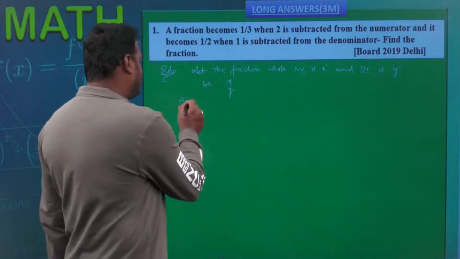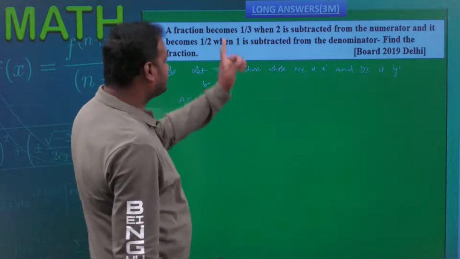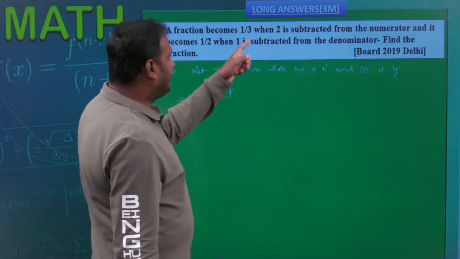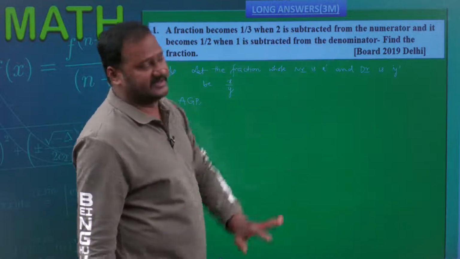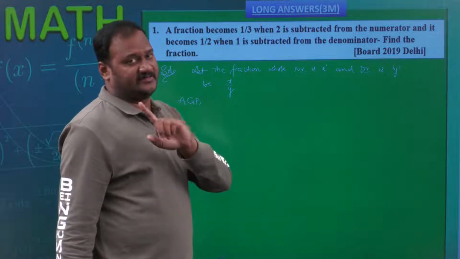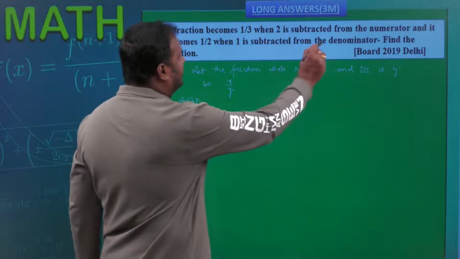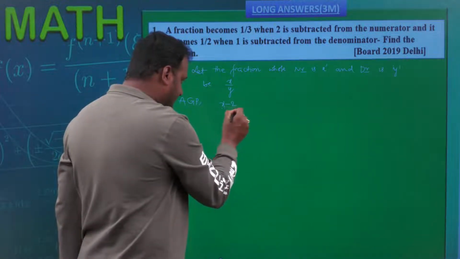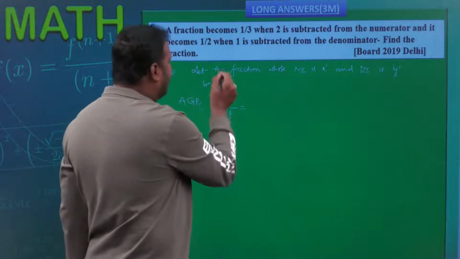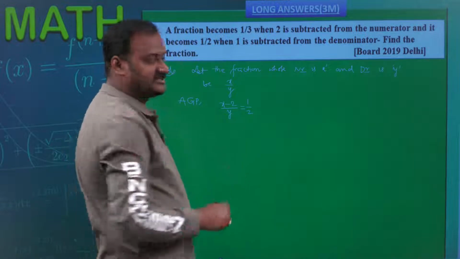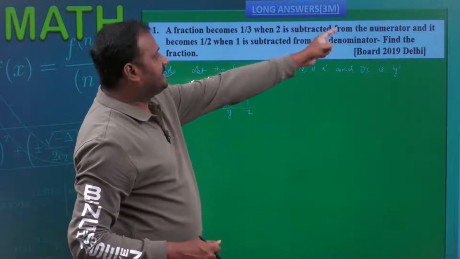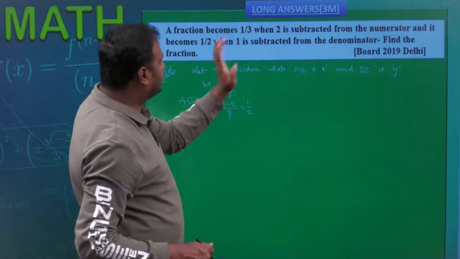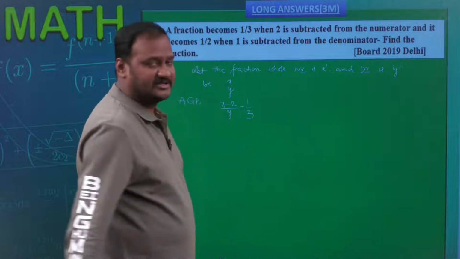Now according to the given problem, what is the information given? The fraction becomes 1 by 3, which means x by y will become 1 by 3 when 2 is subtracted from the numerator. There is only a change in the numerator, not in the denominator. The numerator is x, 2 is subtracted from it, and there is no change in y. Then the fraction becomes 1 by 3.